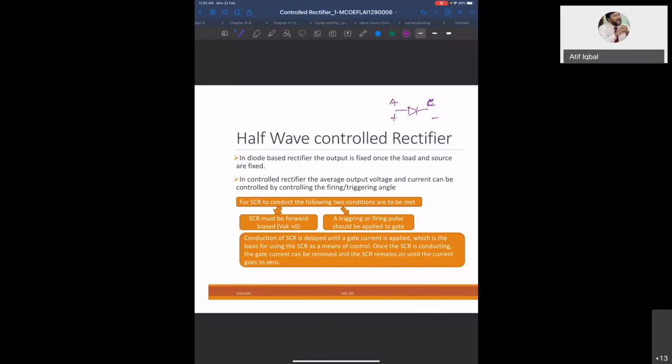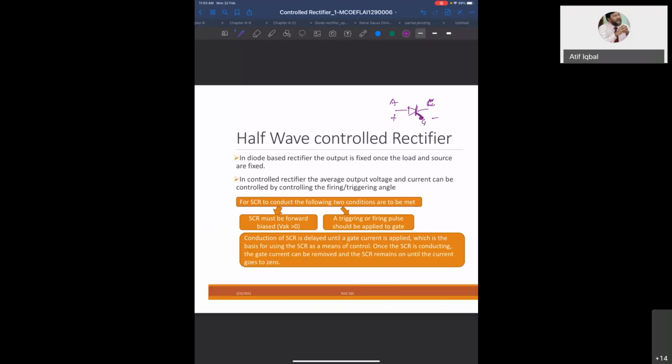So the average voltage, that is the output DC voltage, in case of controlled rectifier, can be controlled by means of the triggering angle. So at what angle you trigger the thyristor, depending on that, we can control the output voltage and current. That is why this is called a controlled rectifier, because the output can be controlled by controlling the firing angle. That means the instant at which the gate drive is applied. That instant is called alpha, the triggering angle.